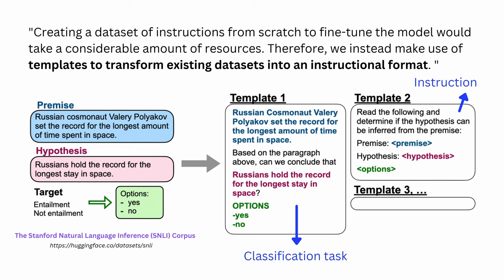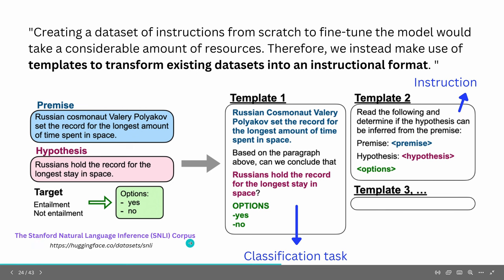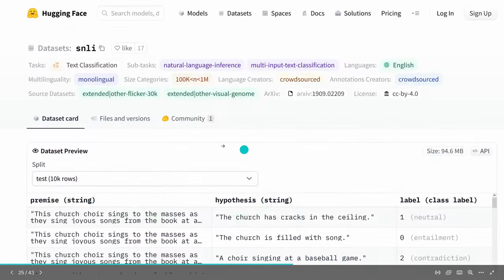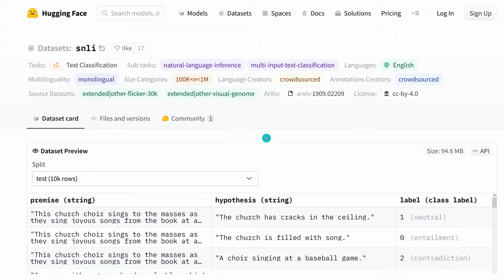Let's have a look at what's happening in detail, and I'll make it really step by step and slowly, and maybe, yes, I will repeat myself. So, a classical data set here on the left-hand side. You notice we have an information content that we call the premise. We have an information content that we call the hypothesis, and then we have a target, and this target can have different options. And you know this data set. This is the Stanford Natural Language Inference Corpus, SNLI. We use it in, I don't know, dozens of my videos. Hugging Face data set, SNLI.